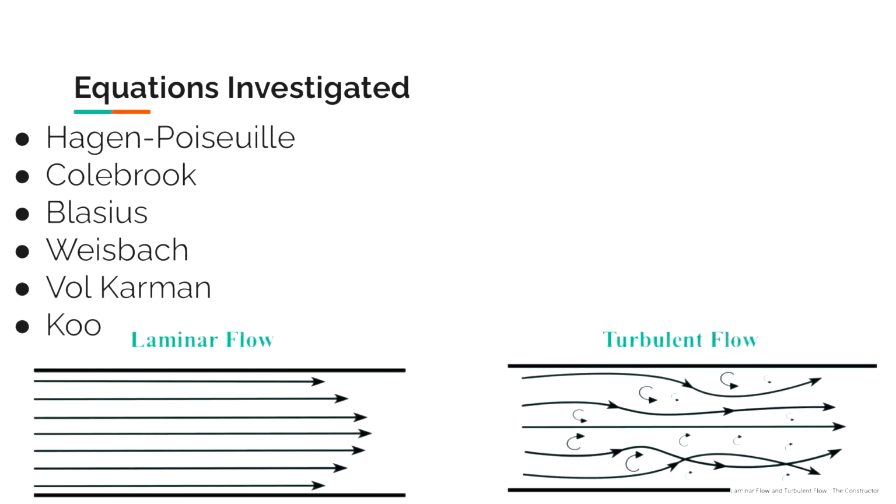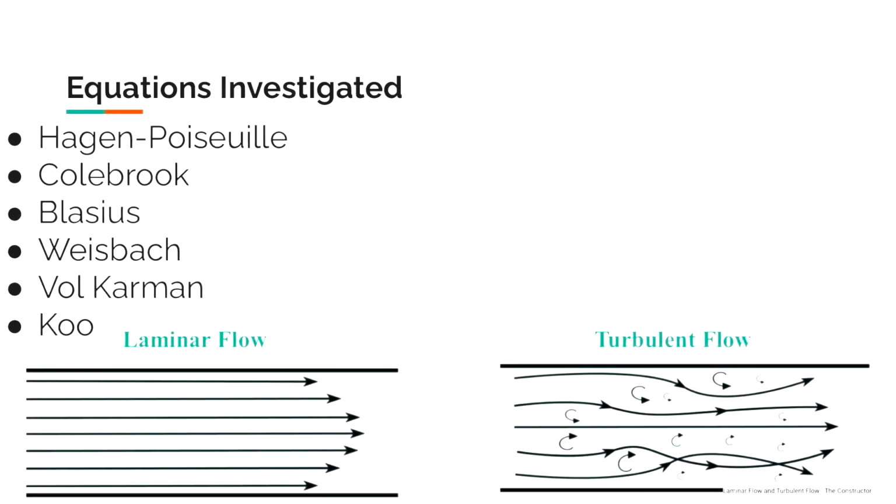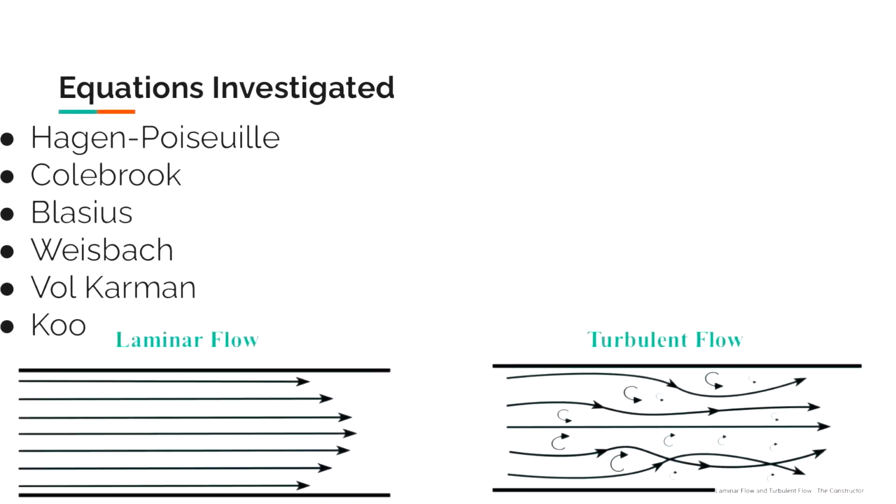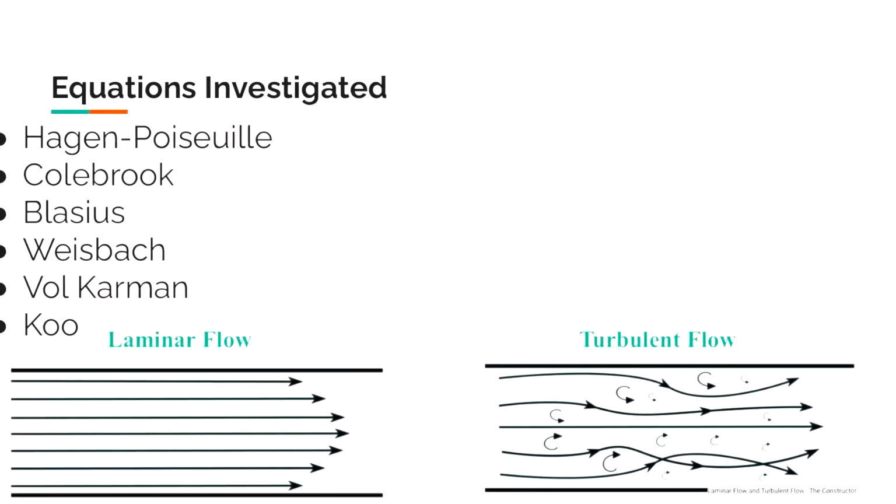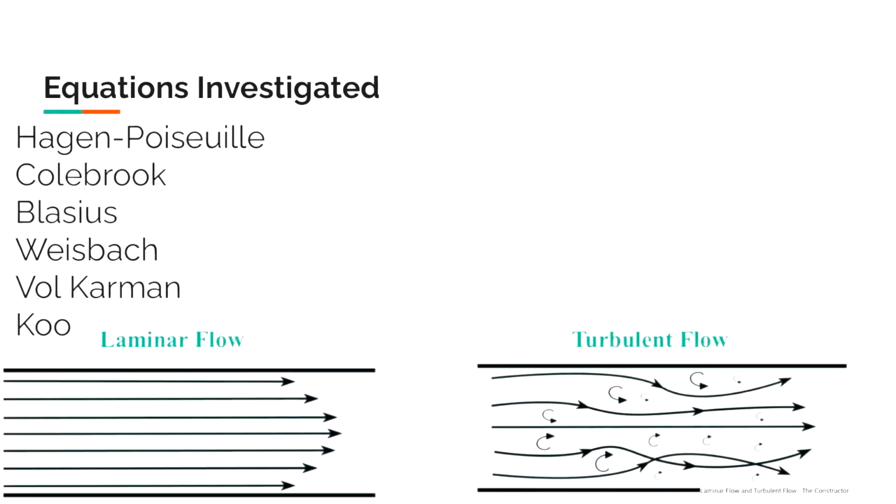Today we're going to show you how we compared 5 friction factor estimation theories for laminar and turbulent flow in pipes. This involved using a hydraulic bench to measure the flow rates, velocities, and head losses.